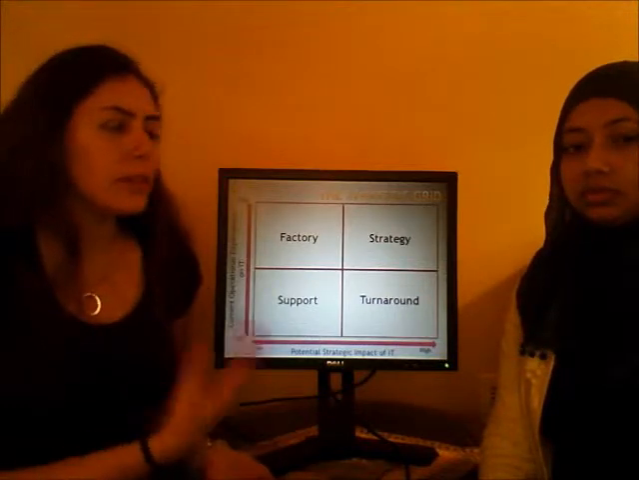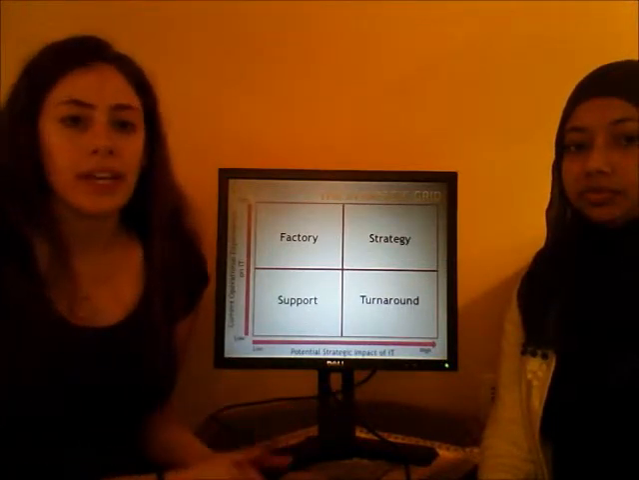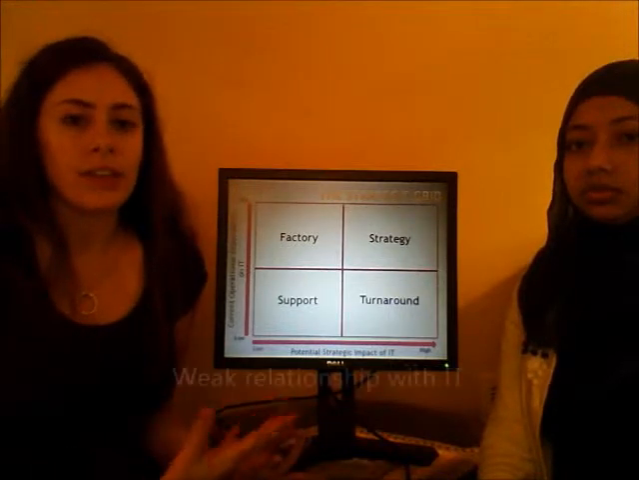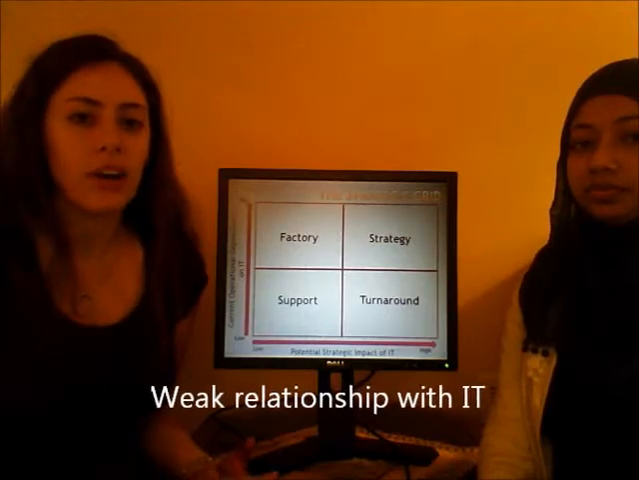So we have a really weak relationship with management, or they have one with us. They don't really communicate with us. So the only benefit that we give is supporting their existing system and saving them incremental costs.